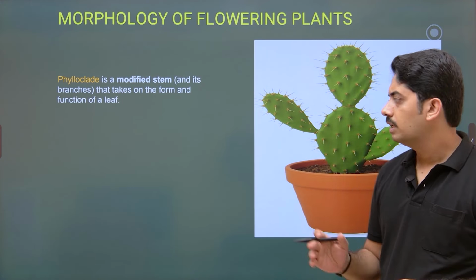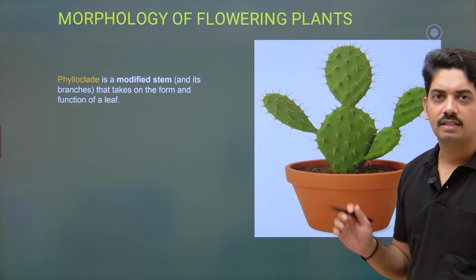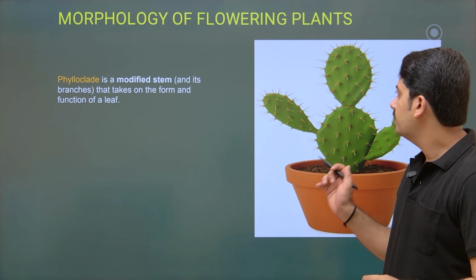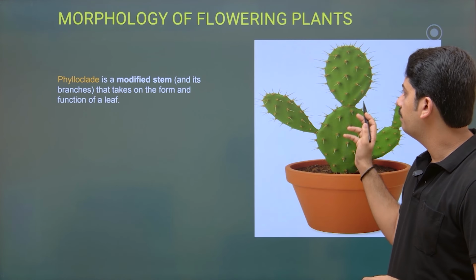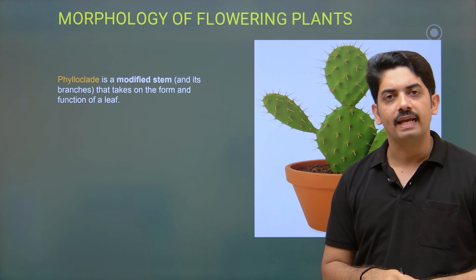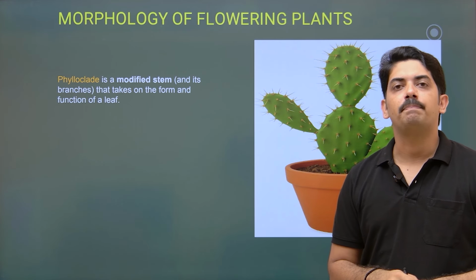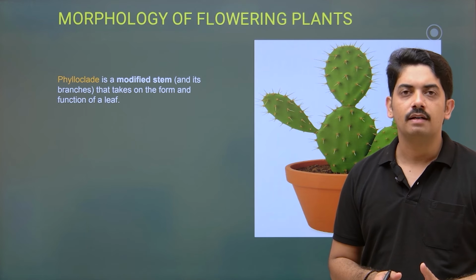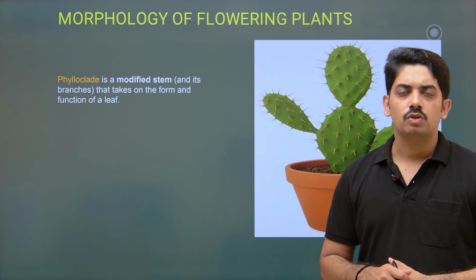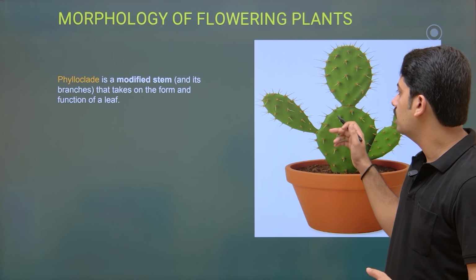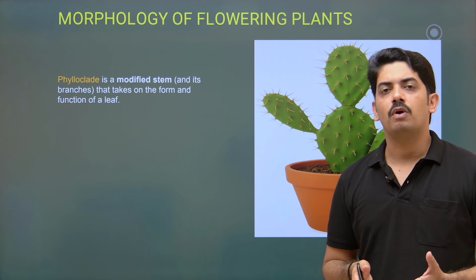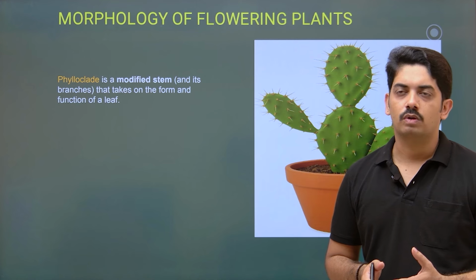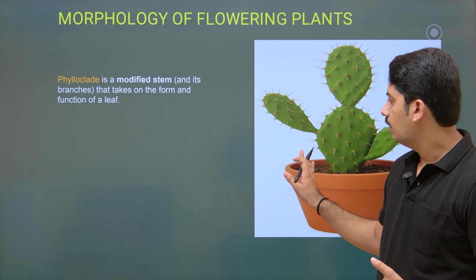Phylloclade. Can you identify this plant? Opuntia, or in other words we can call it cactus. Here you can see the leaf part of the plant is very much reduced to spines, and the stem part becomes large, flattened and green in color, and acts as a leaf. So this is the main photosynthetic organ of the plant, and the name for that modified stem performing photosynthesis is phylloclade, common in Opuntia.